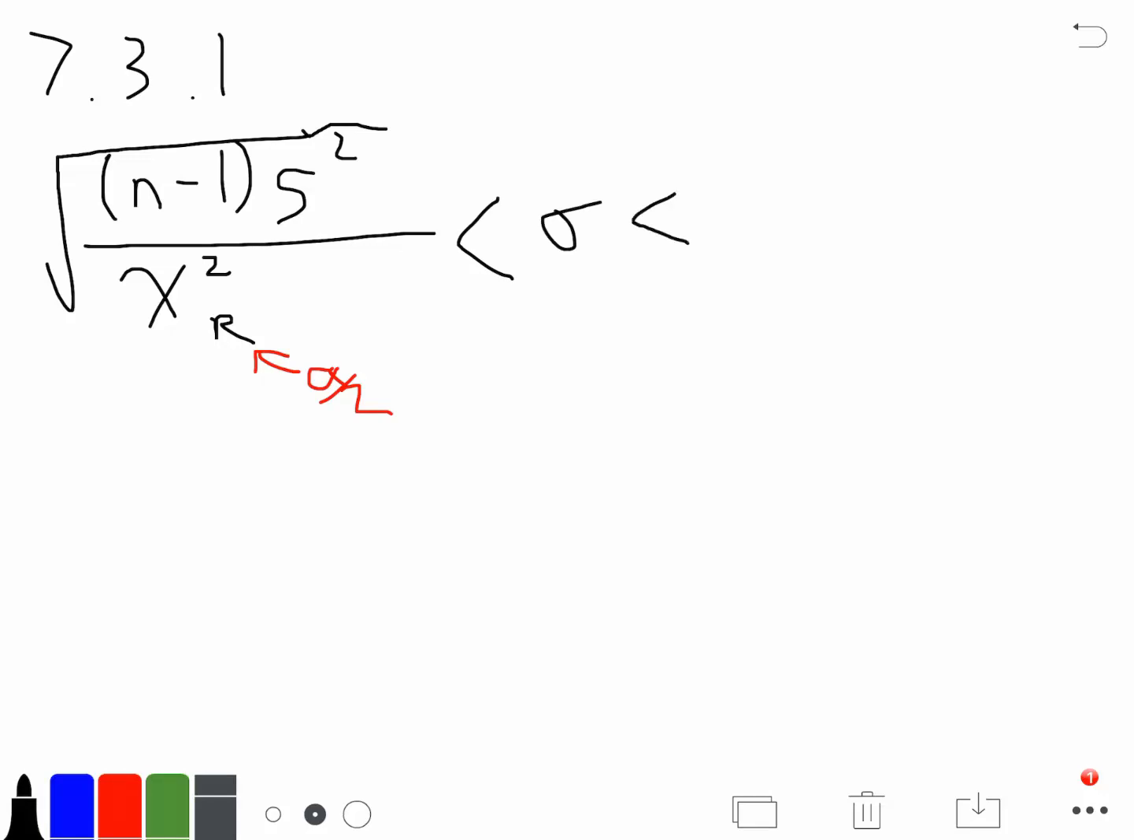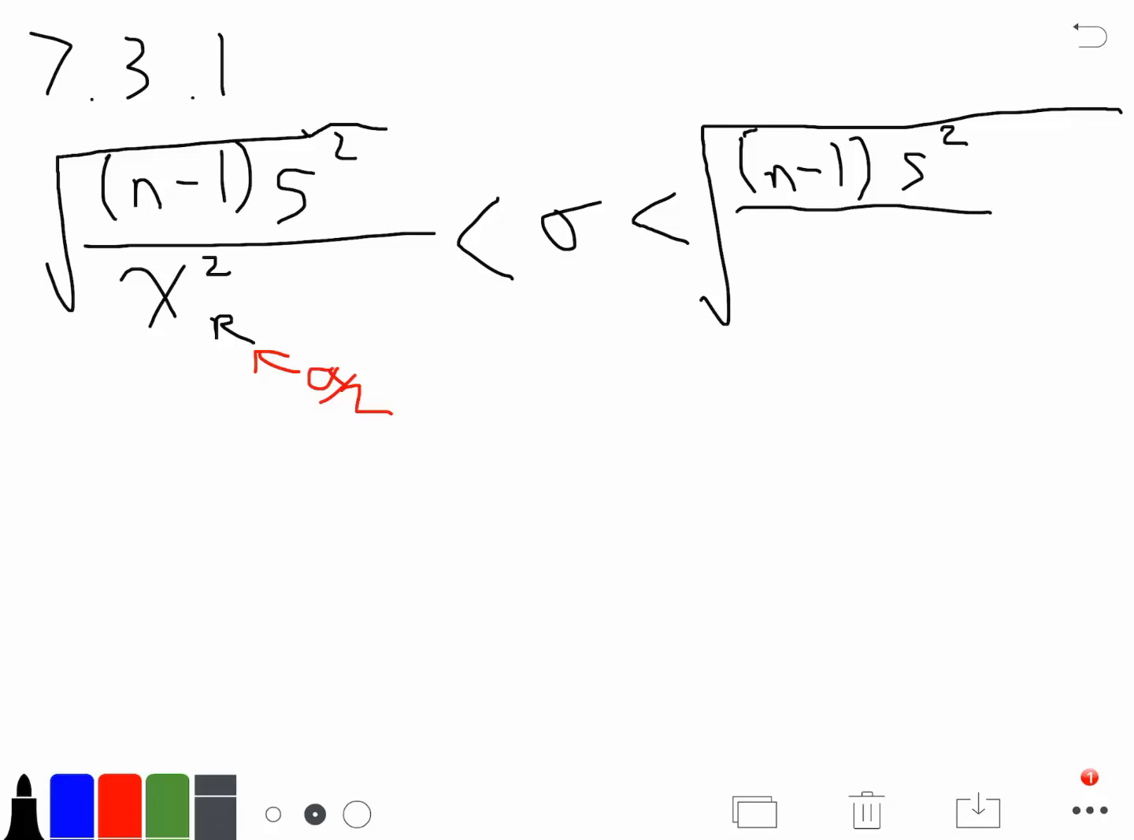That is less than sigma, which is less than another square root sign, n minus 1 in parentheses times s squared, all over chi sub l squared. L being left, so if right was alpha over 2, left would be 1 minus alpha over 2.